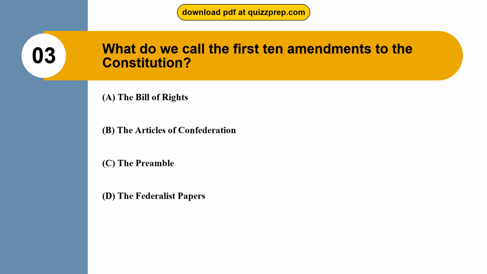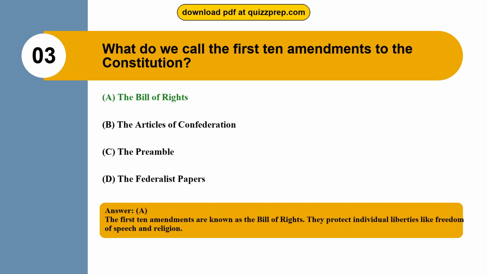Question 3. What do we call the first 10 amendments to the Constitution? Option A, the Bill of Rights. Option B, the Articles of Confederation. Option C, the Preamble. Option D, the Federalist Papers. The correct answer is option A, the Bill of Rights. The first 10 amendments are known as the Bill of Rights. They protect individual liberties like freedom of speech and religion.